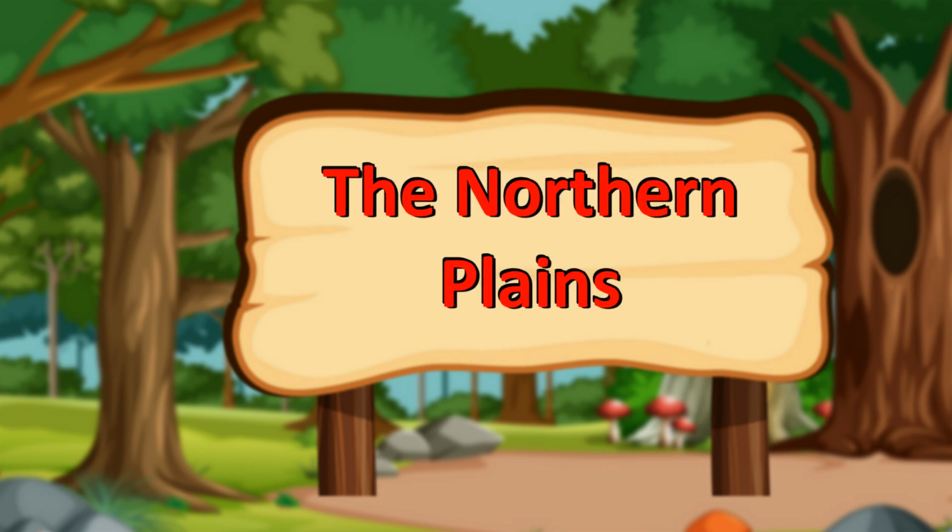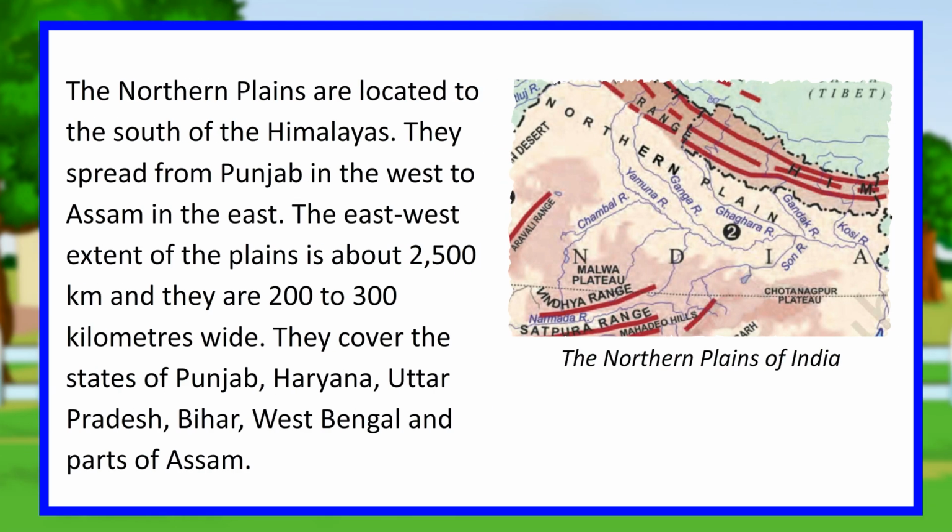The Northern Plains. The Northern Plains are located to the south of the Himalayas. They spread from Punjab in the west to Assam in the east. The east-west extent of the plains is about 2,500 kilometers, and they are 200 to 300 kilometers wide. They cover the states of Punjab, Haryana, Uttar Pradesh, Bihar, West Bengal and parts of Assam.